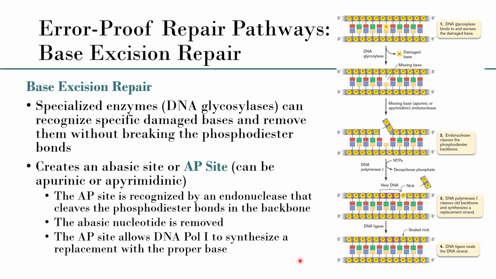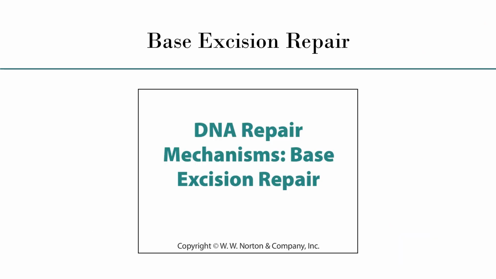Now, this AP site is recognized by endonucleases that can come in and cleave those phosphodiester bonds in the backbone. Once they do that, the abasic nucleotide is removed. And this allows DNA polymerase to come in and fix that missing aspect of the DNA. So first we remove the damaged base, then another enzyme comes in and says, hey, there's no base here. Let's cut this portion out so DNA polymerase can come in and remake that site with an undamaged base. And there's a video for that as well.